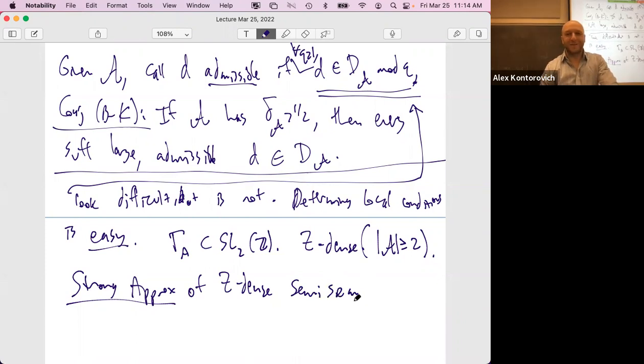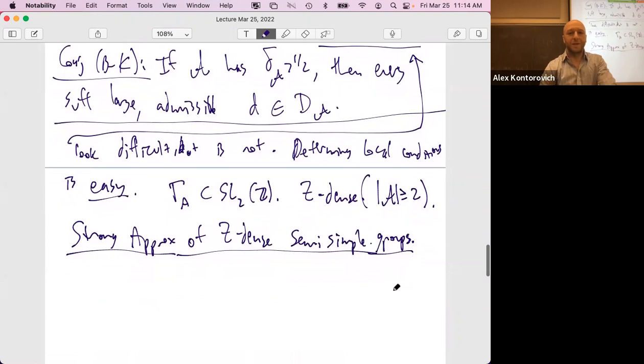Semi-simple means the product of simple groups. Strong approximation for Zariski dense subgroups of semi-simple arithmetic groups. So let's just stick to SL2. Let's make our lives a little easier.